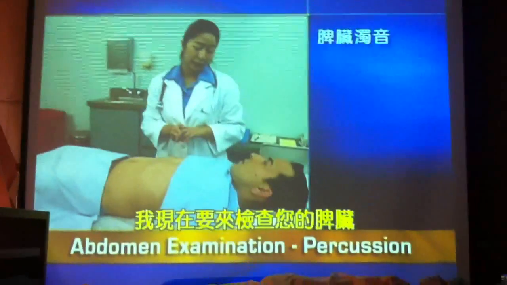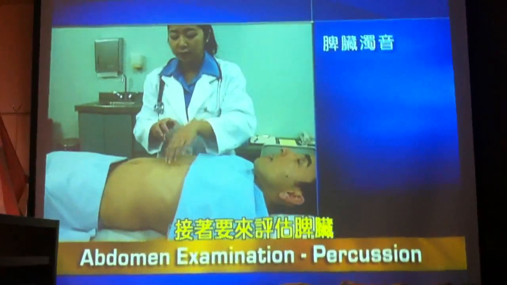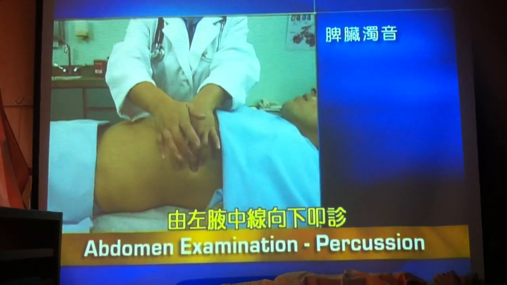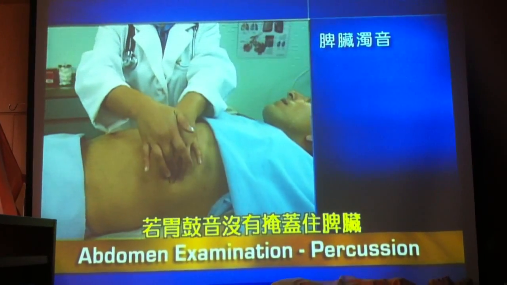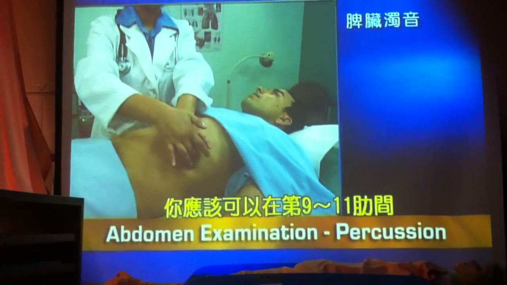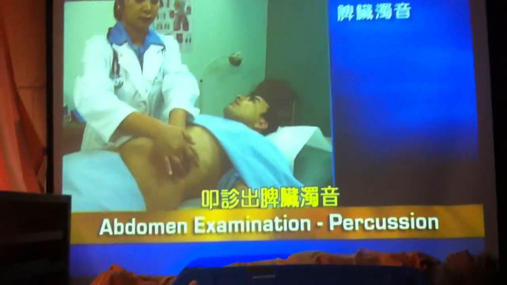I'm going to examine your spleen now. Next, assess the spleen by percussing down the left midaxillary line. If stomach tympany doesn't obscure the spleen, you should hear splenic dullness from the 9th to 11th intercostal spaces.